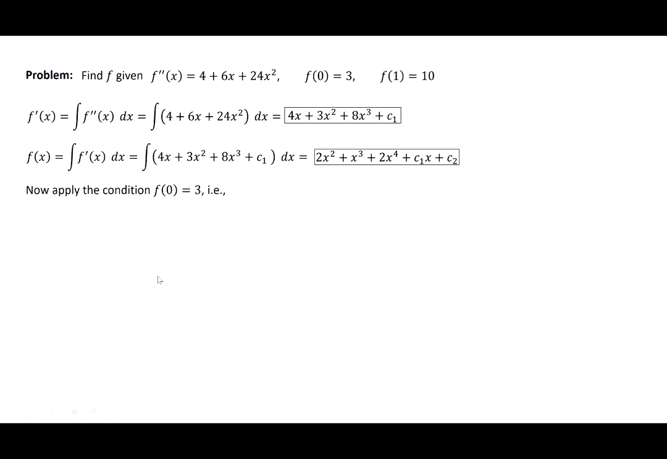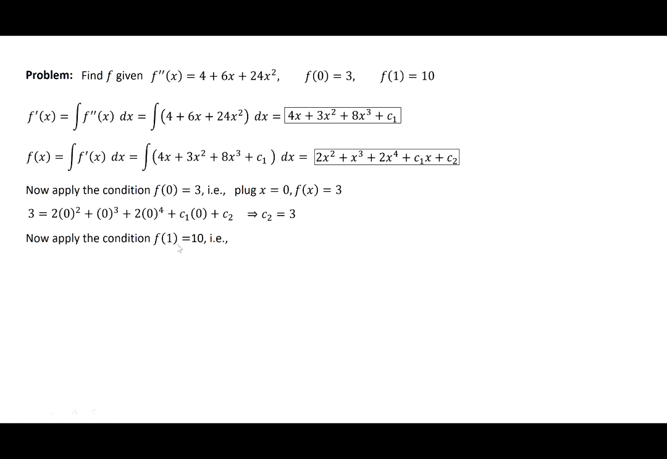So let's apply those conditions. F of 0 equals 3. That means plug x equal to 0 and f of x equals 3. And we get c2 to be directly 3. Okay. Now apply the condition f of 1 equals 10. That is plug x equals 1 and f of x equals 10.